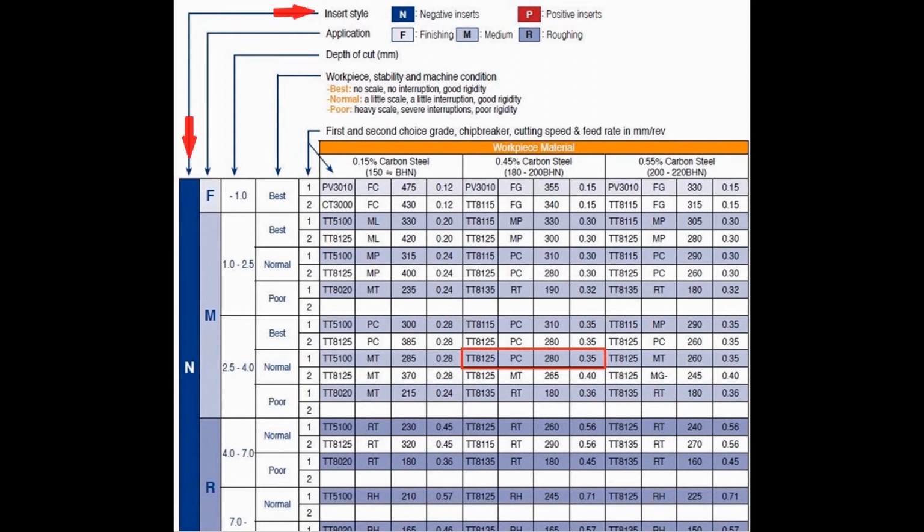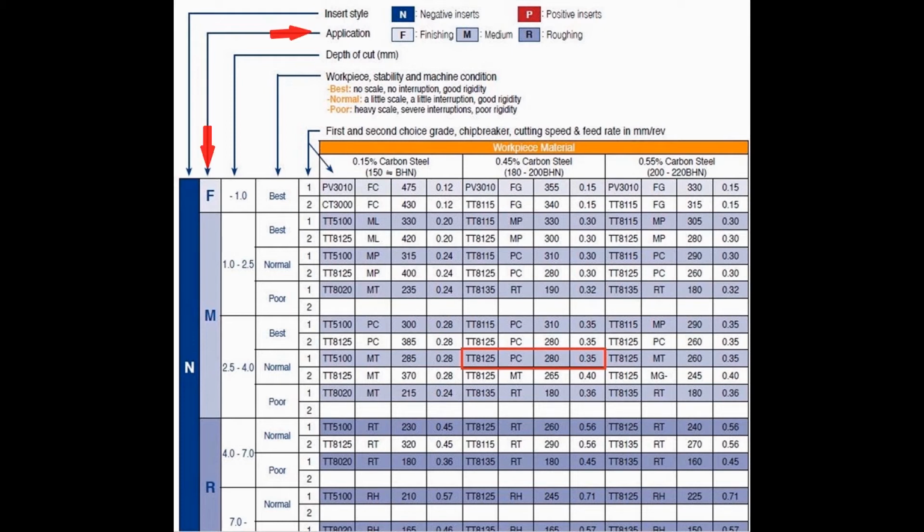First, decide on the insert style, whether you want to use a negative or positive insert. A negative insert is stronger but also results in higher cutting forces. So you would use it when taking heavy cuts or interrupted cuts on a part that is held firmly and can withstand high cutting forces. A positive insert is weaker, sharper and results in lower cutting forces. So you would use it on a part that is not held firmly, is likely to bend or has thin walls. Based on negative or positive, look at the N or P rows in the first column.